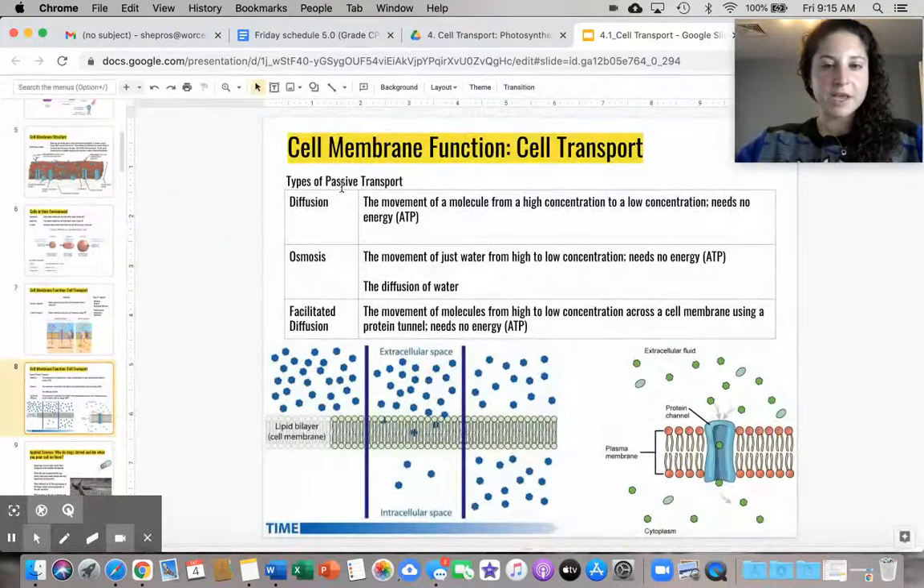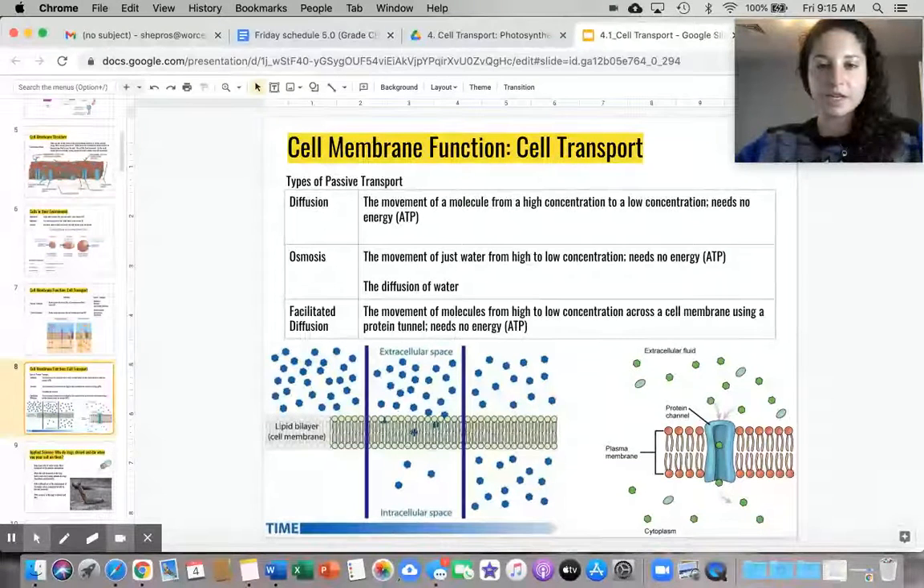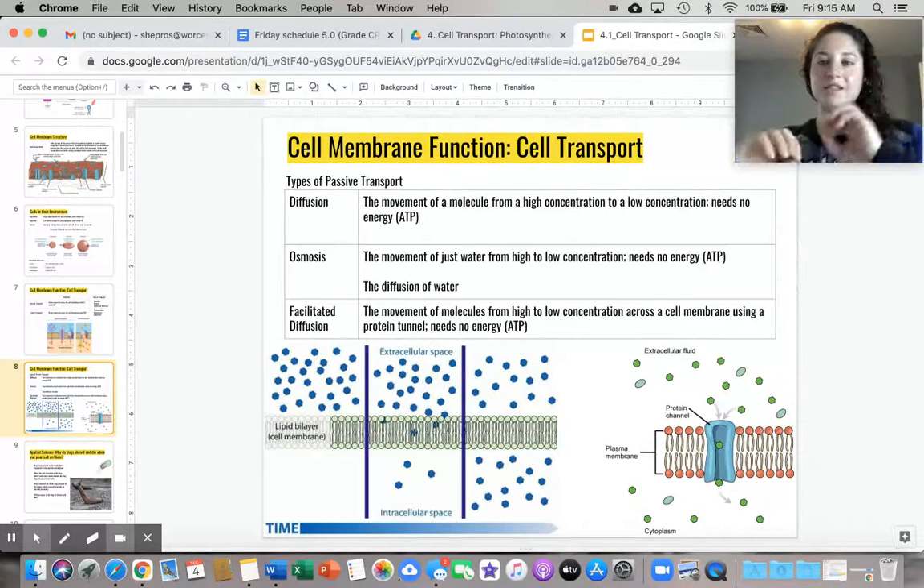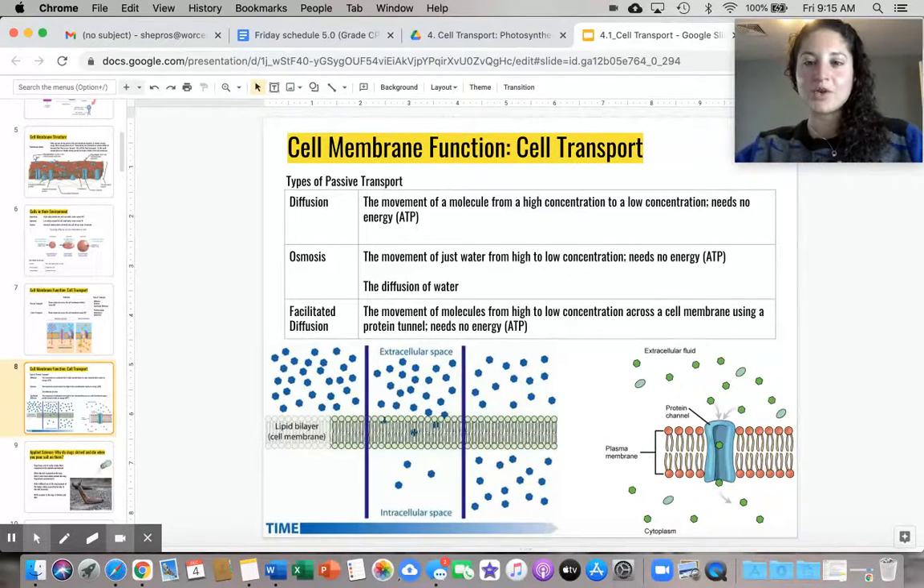Stop it. Okay. The scientific definition of diffusion is the movement of a molecule across a cell membrane from a high concentration to a low concentration without using any ATP. Let's pause. I will explain this to you, okay?